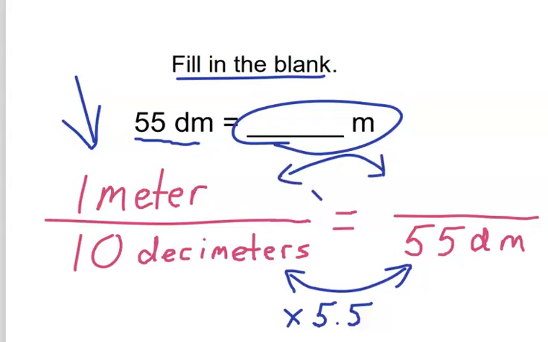Of course, we're going to multiply that by 5.5. And 1 times 5.5 is 5.5. So we do know that 55 decimeters is the same as 5.5 meters. Okay, that's all we have to do for that problem.